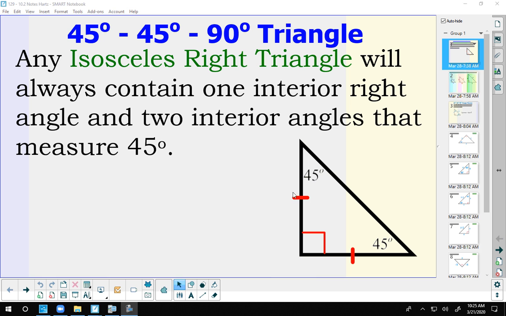Any isosceles right triangle will always contain one interior right angle and two interior angles that measure 45 degrees. So if you have an isosceles triangle, we know that these two angles have to be the same, and if you have a right angle, these both have to be 45 degrees.